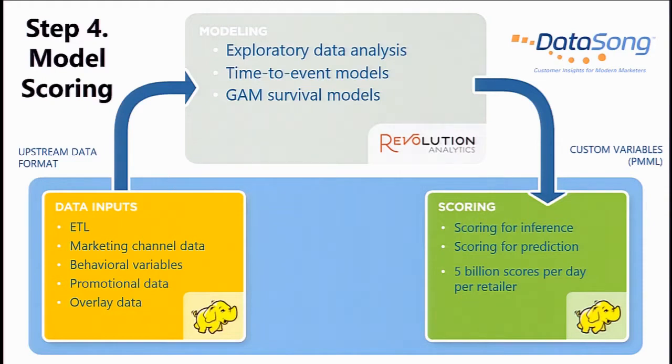They run scores for all their retailers and all their customers and load all that information back into Hadoop, which can then be accessed by the retailers, which then download it for their own operational systems. And this is a lot of data. They rerun those models every single day for all of their customers, so that ultimately in Hadoop they're doing 5 billion scores per day per retailer.